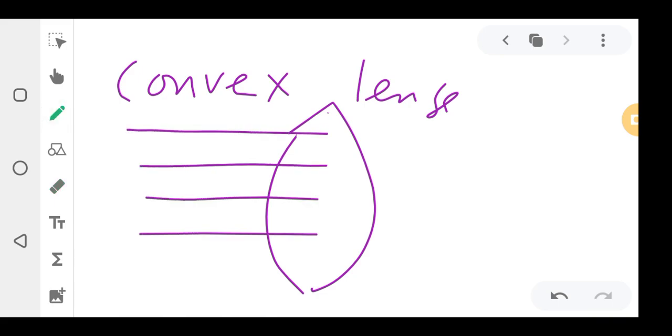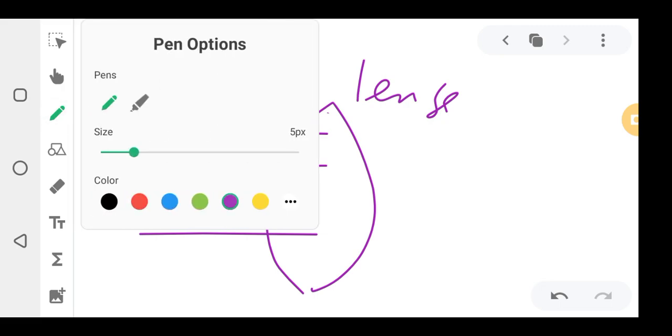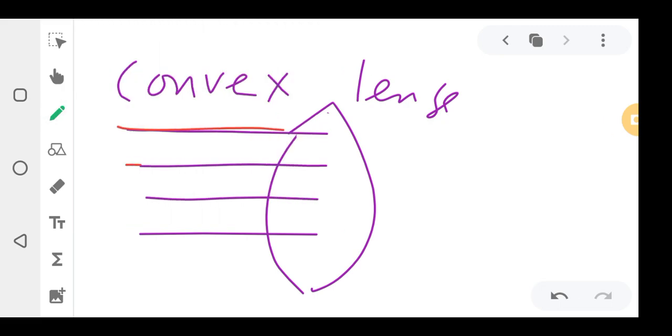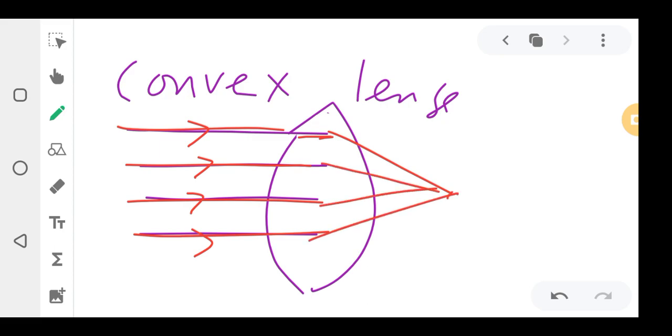This is parallel light. As this light comes, parallel light, it's entering into this. So when it enters here, it will bend like this. That one was diverging, this one is not diverging. All of it is bending like this. They are all coming to one point. This is called the focal point. Don't get confused.